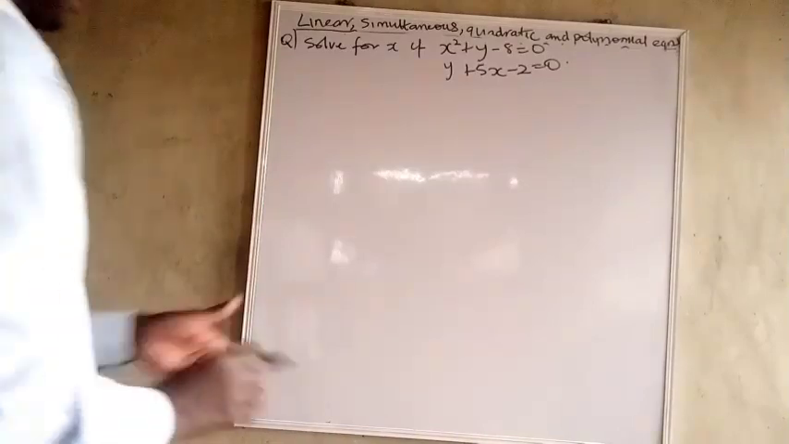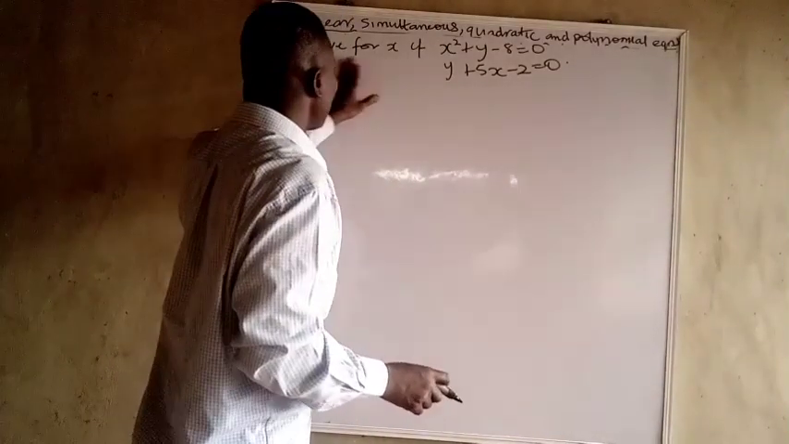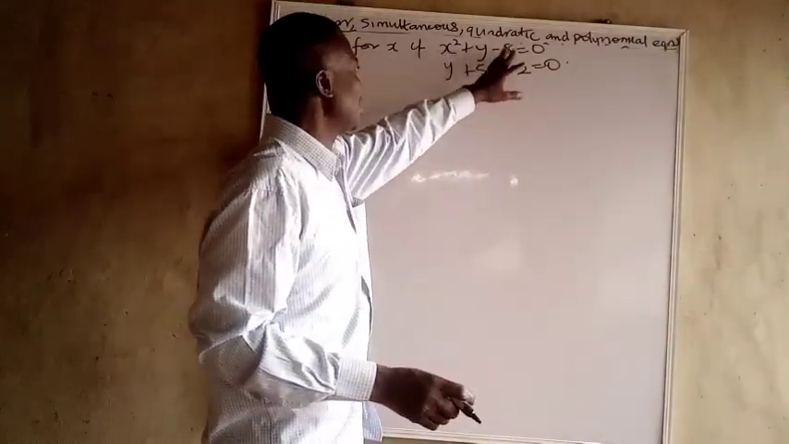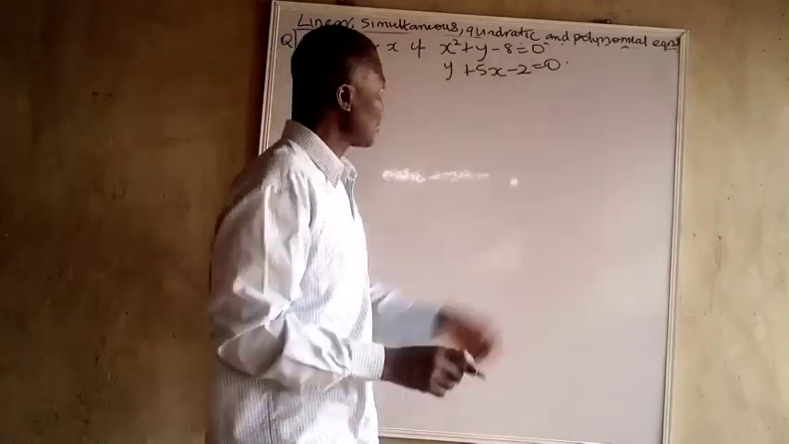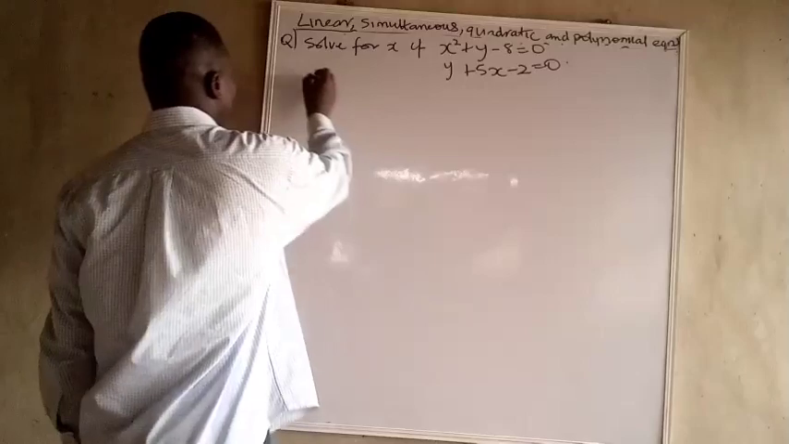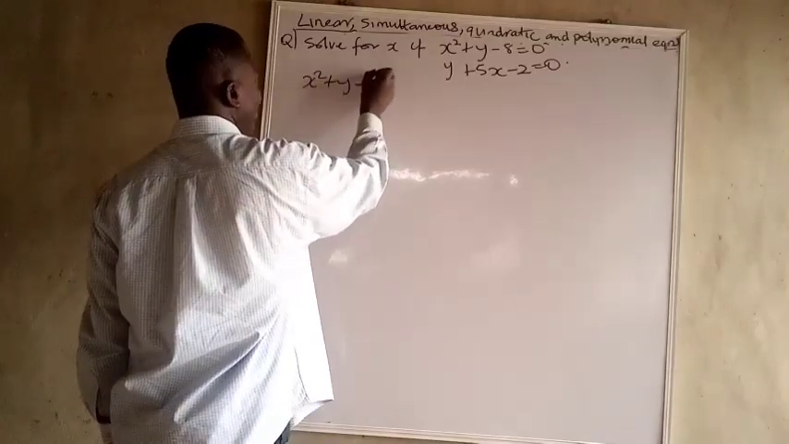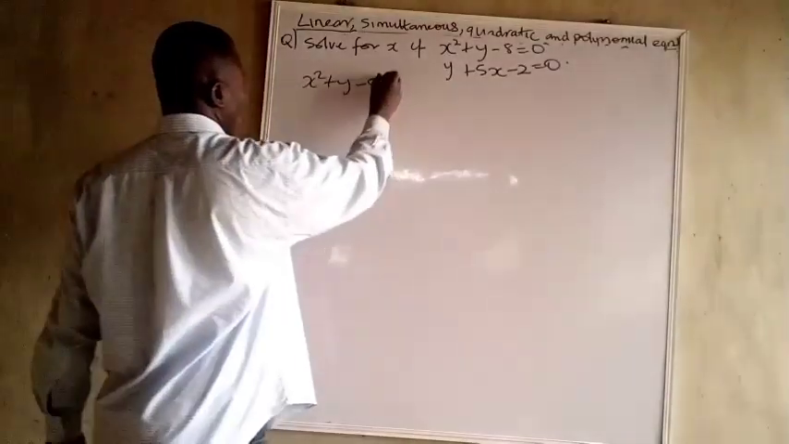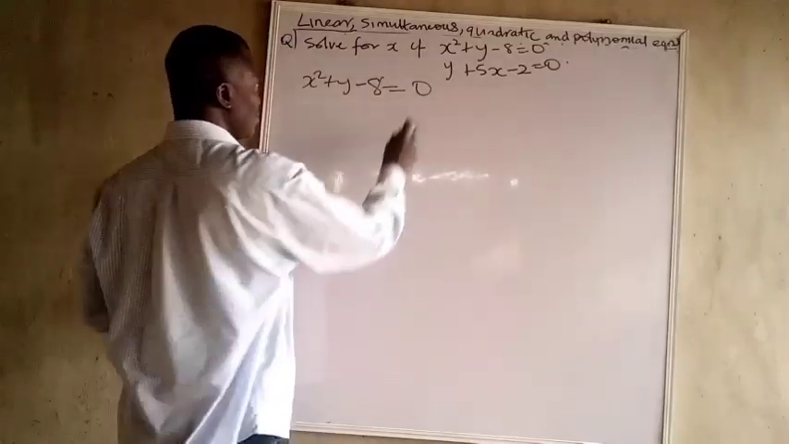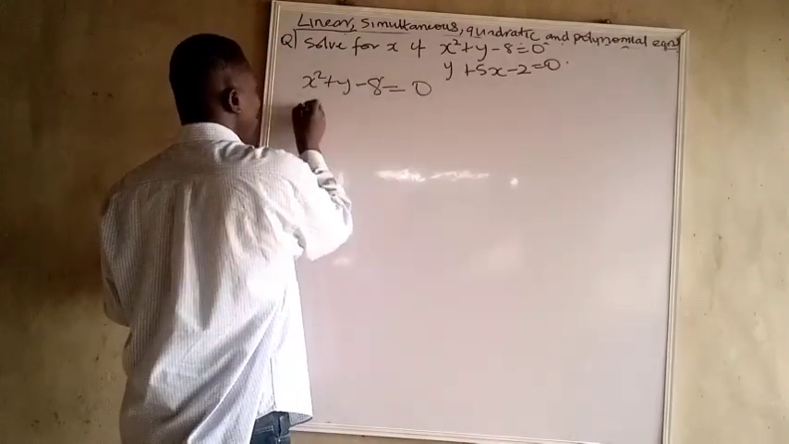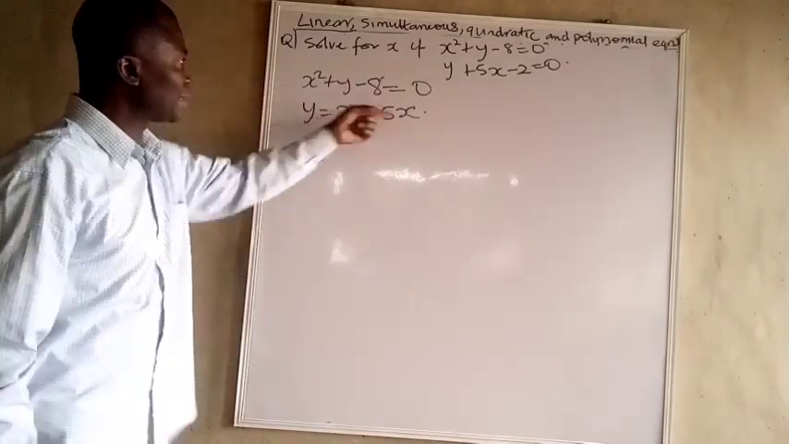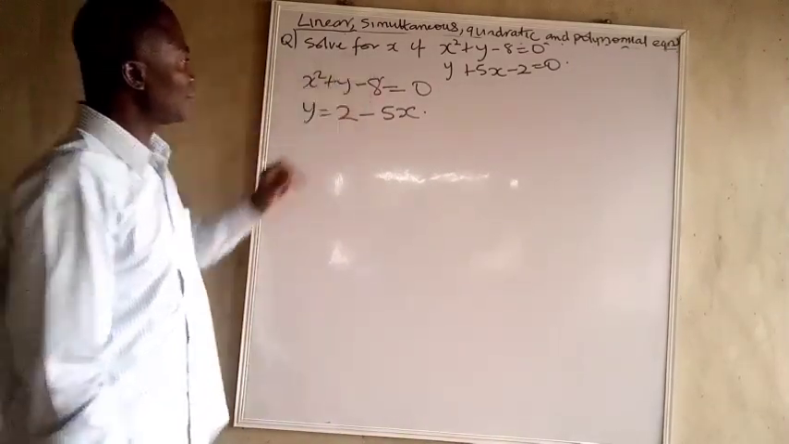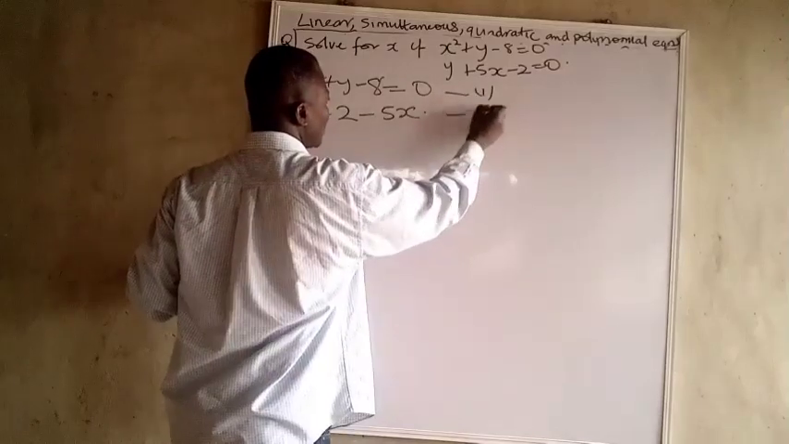Look at it. Now let's look at this equation. We have to solve for x. If x squared plus y minus 8 equals 0, and y plus 5x minus 2 equals 0. So what do we do? We have our equation like this: x squared plus y minus 8 equals 0. And now, in the second equation, you can say y equals 2 minus 5x. Now, let's substitute 2 minus 5x for y in the first equation. Let's make this equation 2.